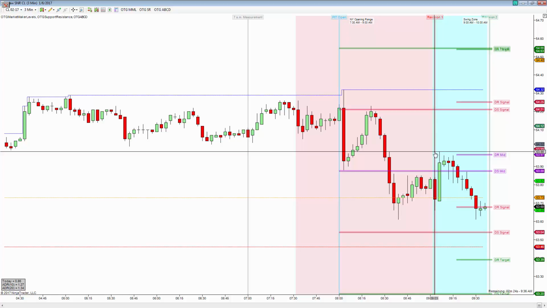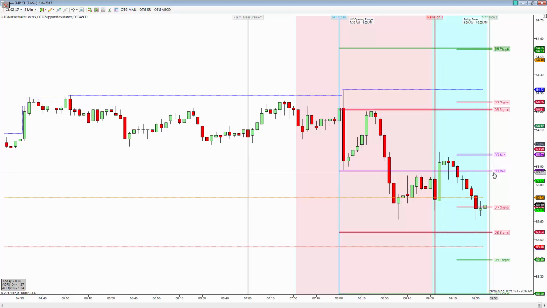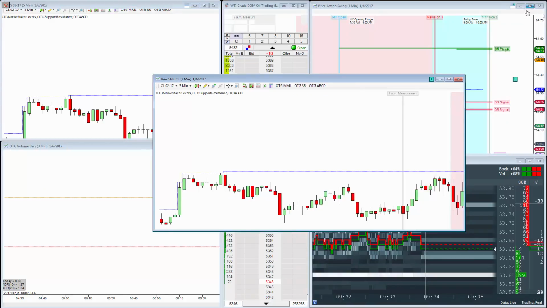The high of this bar is 98. The high of that bar is 86. Your structure mid at 88. Sorry, that's 96. That's 88. So this is your trade plan short area.